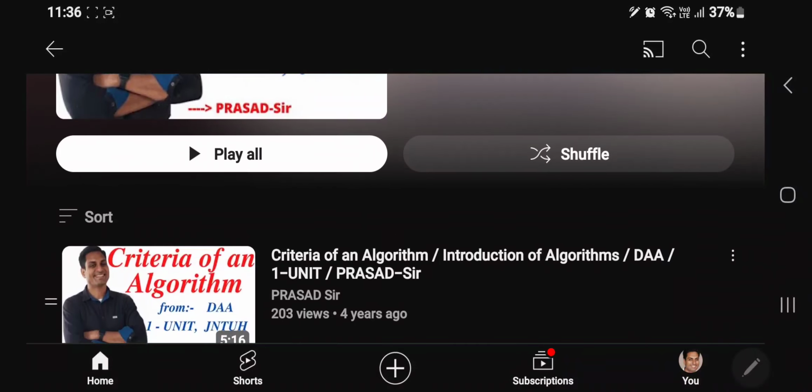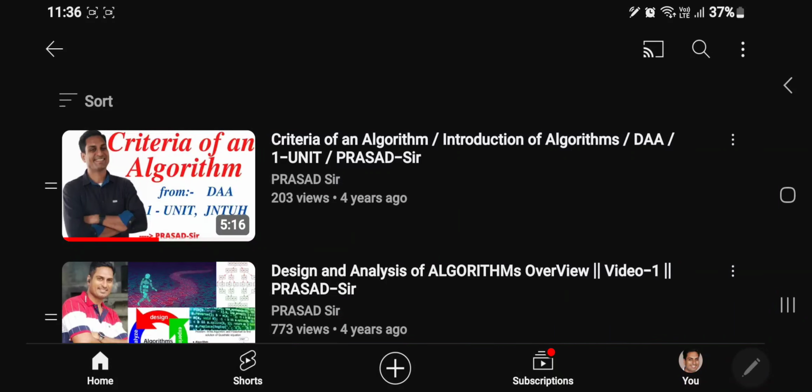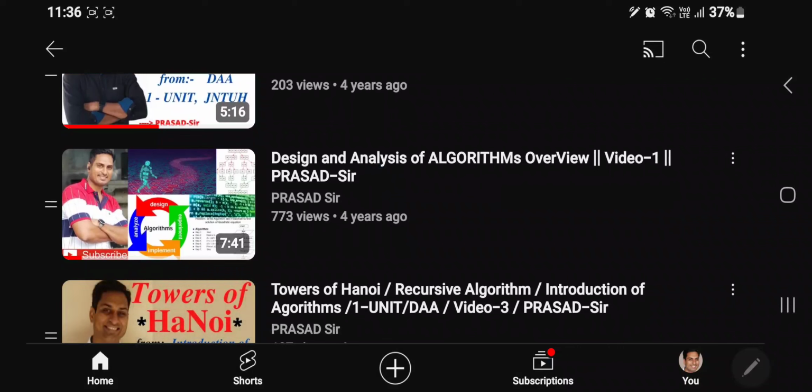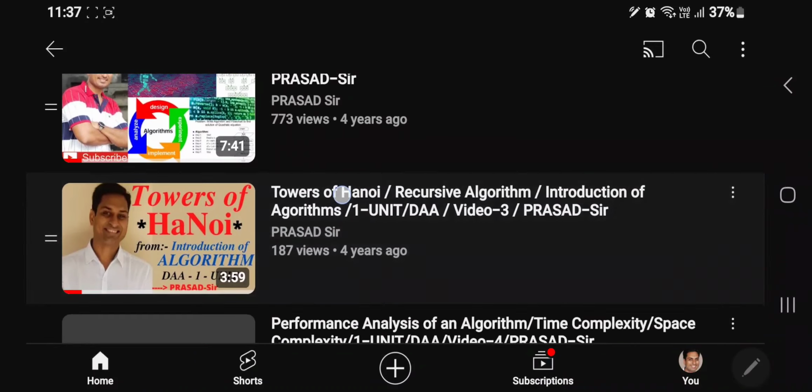See, I made the phone horizontal so that you can see the big view. Previously for scientist questions I made the recording in vertical. So this is the criteria of an algorithm and introduction, see here. This question also asked, and this was overview of DAA. So only 7 minutes is there. My videos are very short, so we need not do research on any subject. This exam time you need to watch short videos and understand the concept.